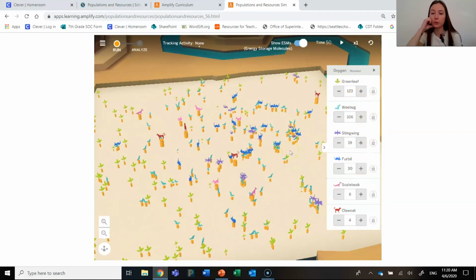I wonder what would happen if we decrease the number of furballs in the population so that the scale beaks have nothing to eat. Will that eventually have an effect on the claw cats? Let's go ahead and try this out.